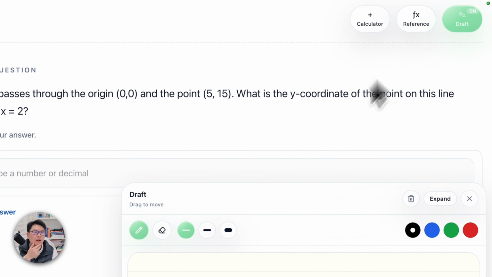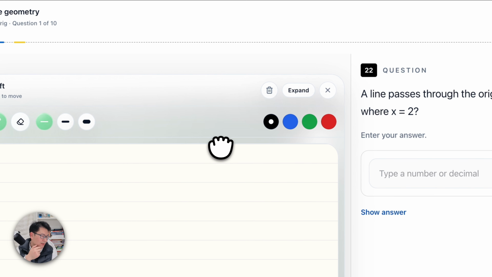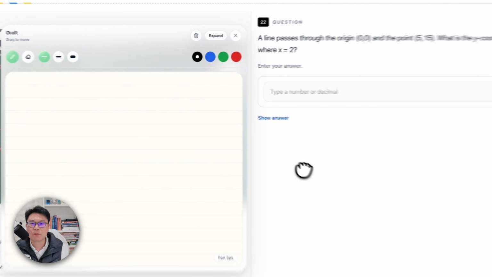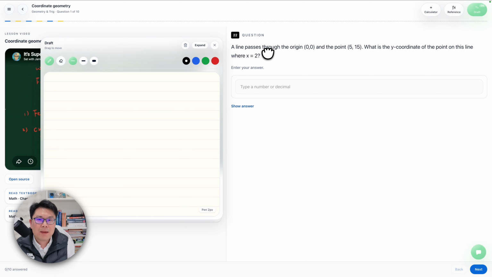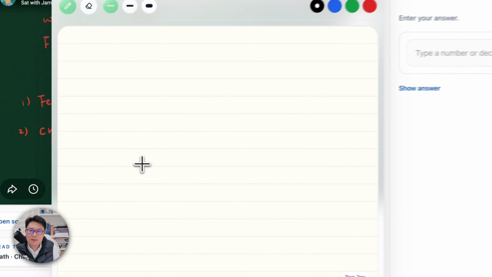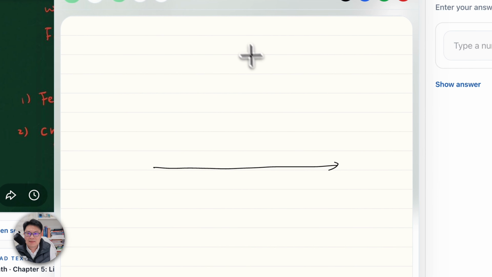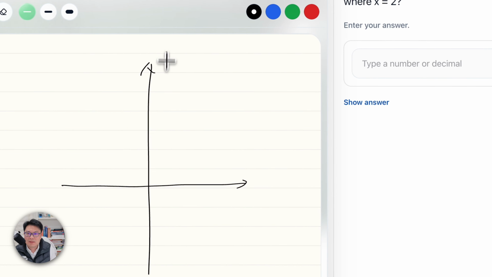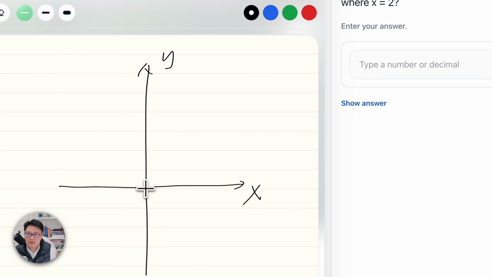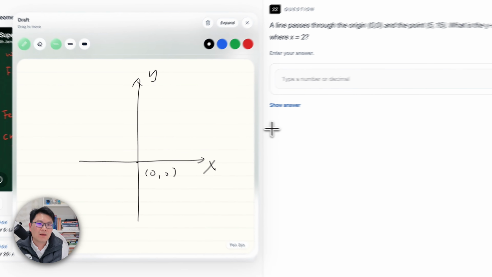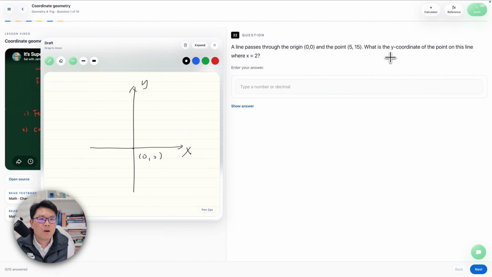About this problem over here, let's just try to solve it and try to recall some of the rules that we have learned. A line passes through the origin. The origin is where the x-axis crosses the y-axis, so this point is 0, 0. That's the origin. And then the point 5, 15. What is the y coordinate of the point on this line where x is equal to 2?